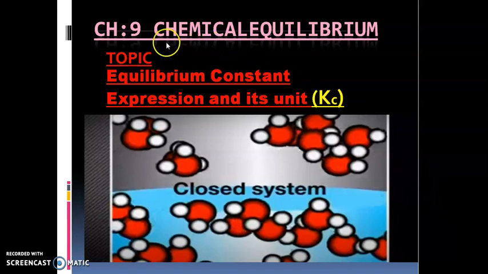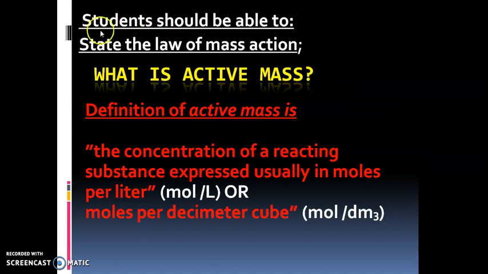Here I am again with you with chemical equilibrium, with the topic equilibrium constant, expression and its unit. Students, equilibrium constant is symbolized by Kc. So our SLO is that students should be able to state the law of mass action at the end of this session.